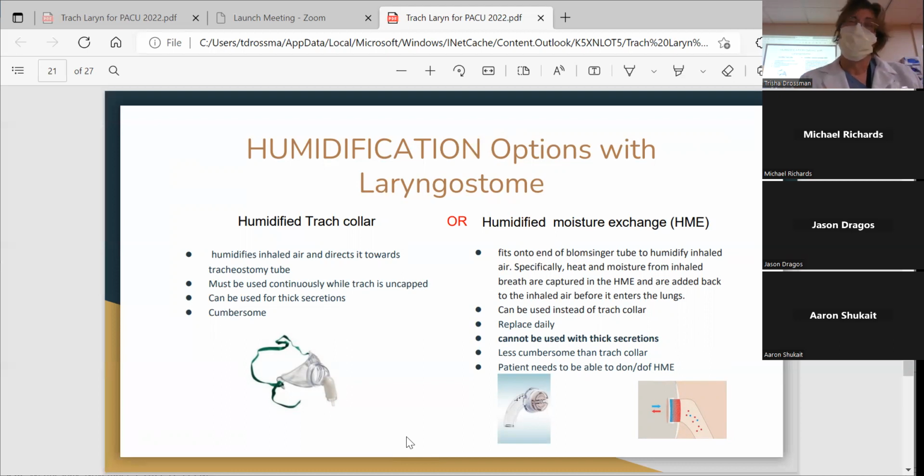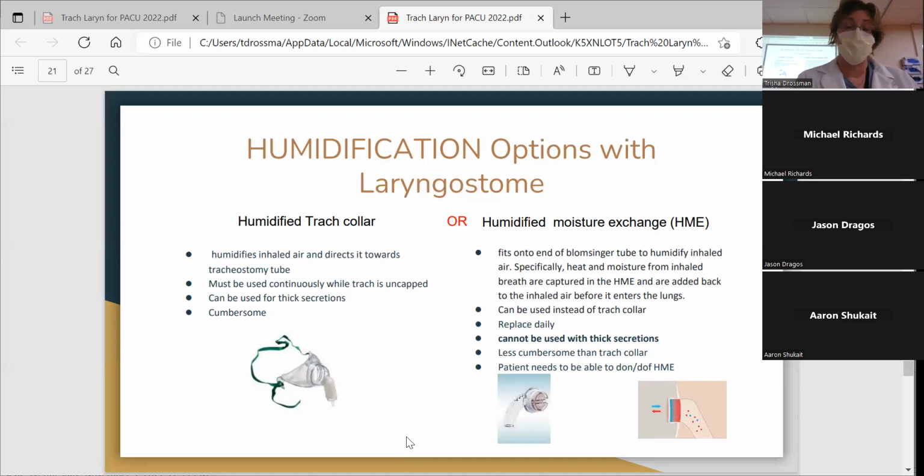Recently, this kind of came up with COVID too, using these heat and moisture exchange discs, or HMEs. Basically it looks like a little wafer, and it fits on the end of the Blom-Singer tube. When a person inhales, it retains the heat and moisture and carries that with the air to the lungs. So it's a way to humidify and moisturize the air as the patient breathes. It's much easier, not bulky, to use instead of a trach collar.